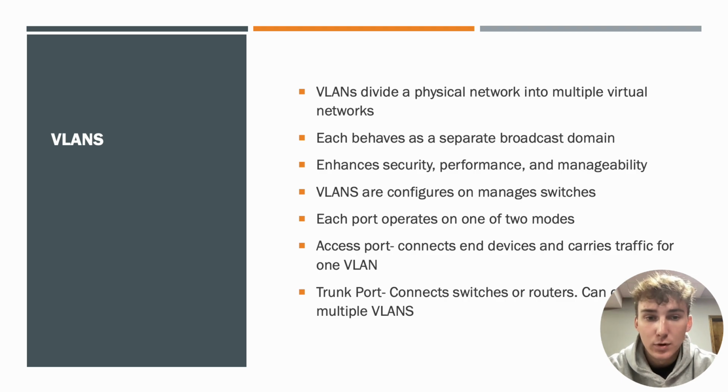There's access port and trunk port. Access port connects end devices, and it carries traffic for one VLAN. Trunk port connects switches or routers. These can be used for multiple VLANs.